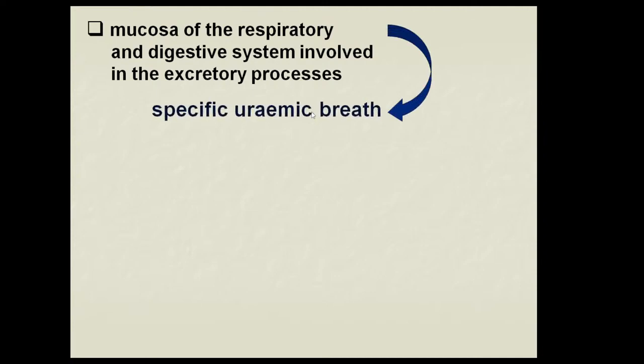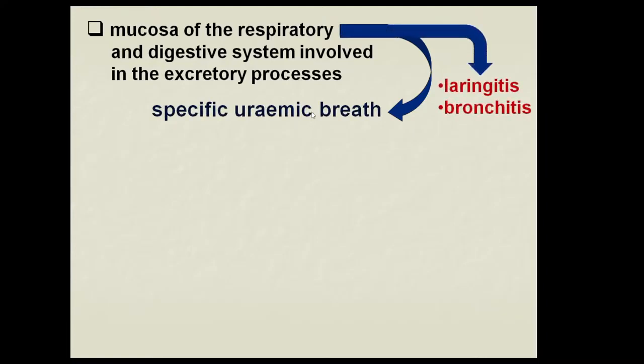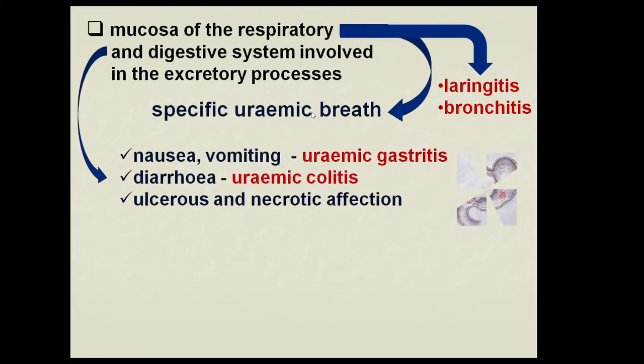Urea will be removed through the mucosa, and first of all, the mucosa of the respiratory and digestive systems. Respiratory system mucosa: first of all, a specific unpleasant uremic breath. If urea passes through the mucosa, it becomes dry. The respiratory tract loses its immune response. The patient is predisposed to laryngitis, bronchitis, then pneumonia and other inflammatory pathology.